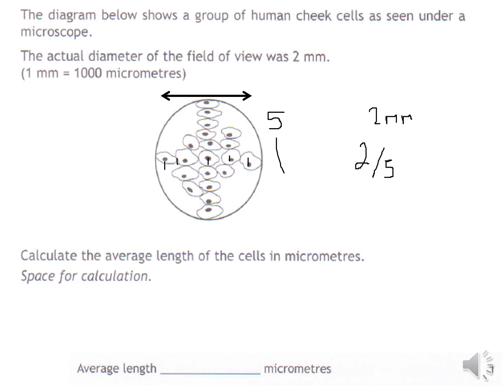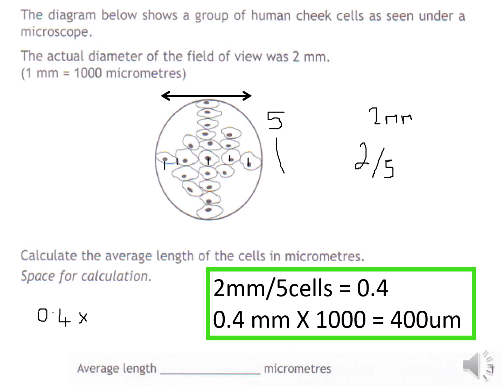Now let's look at that 0.4 because that's in millimetres. Now I know when I'm looking at a millimetre that there's 1,000 micrometres in each millimetre. So how do I change 0.4 millimetres to micrometres? I have to multiply that by 1,000 to give us 400 micrometres.